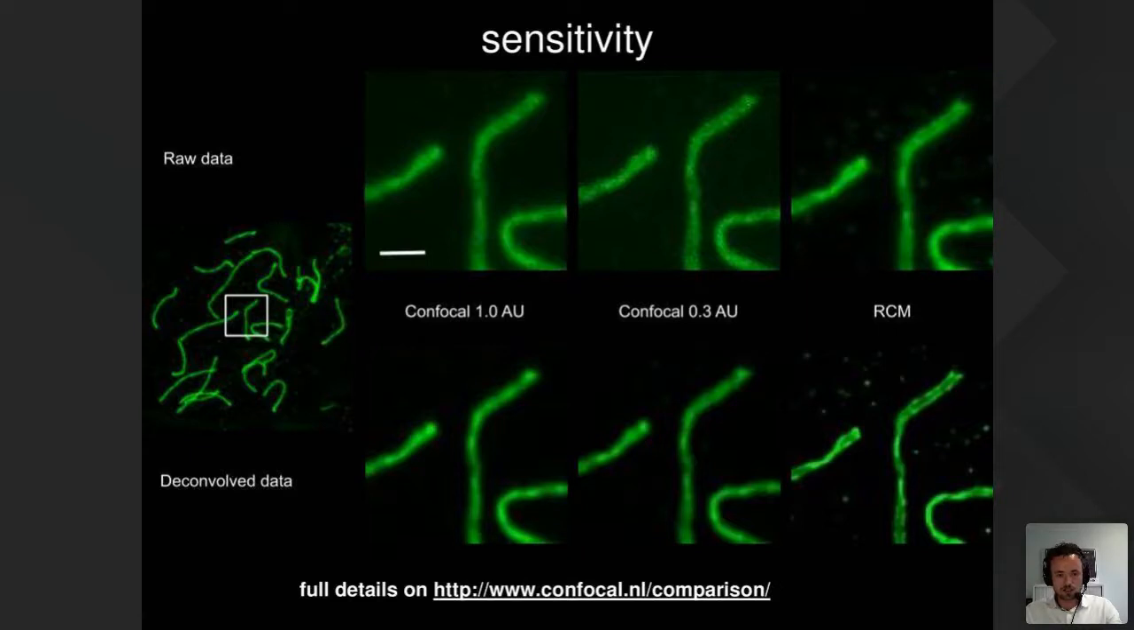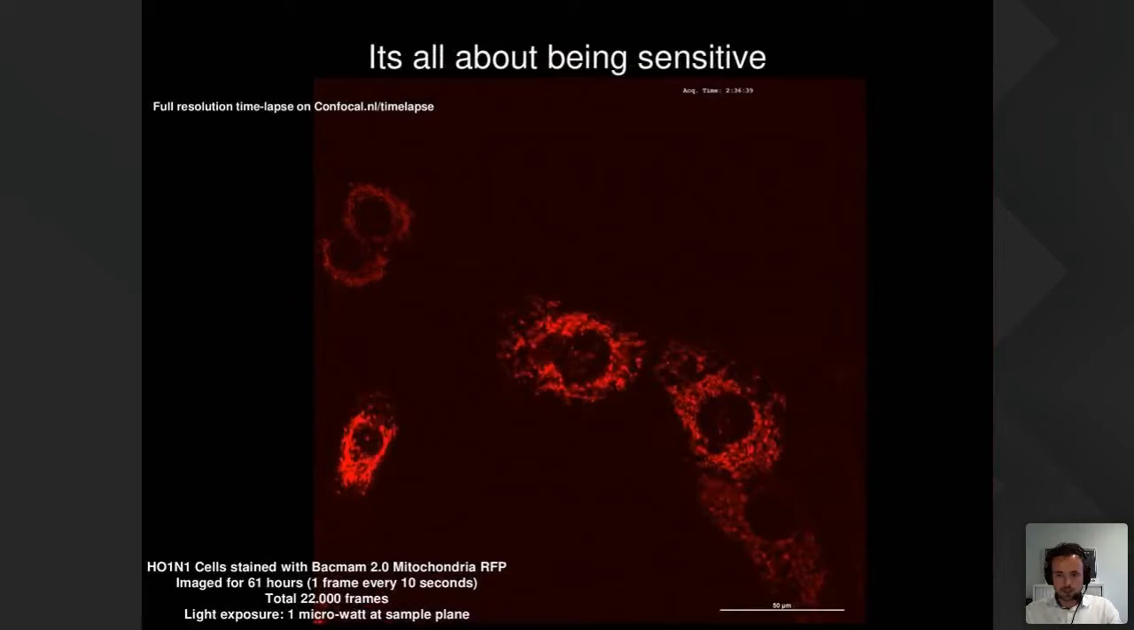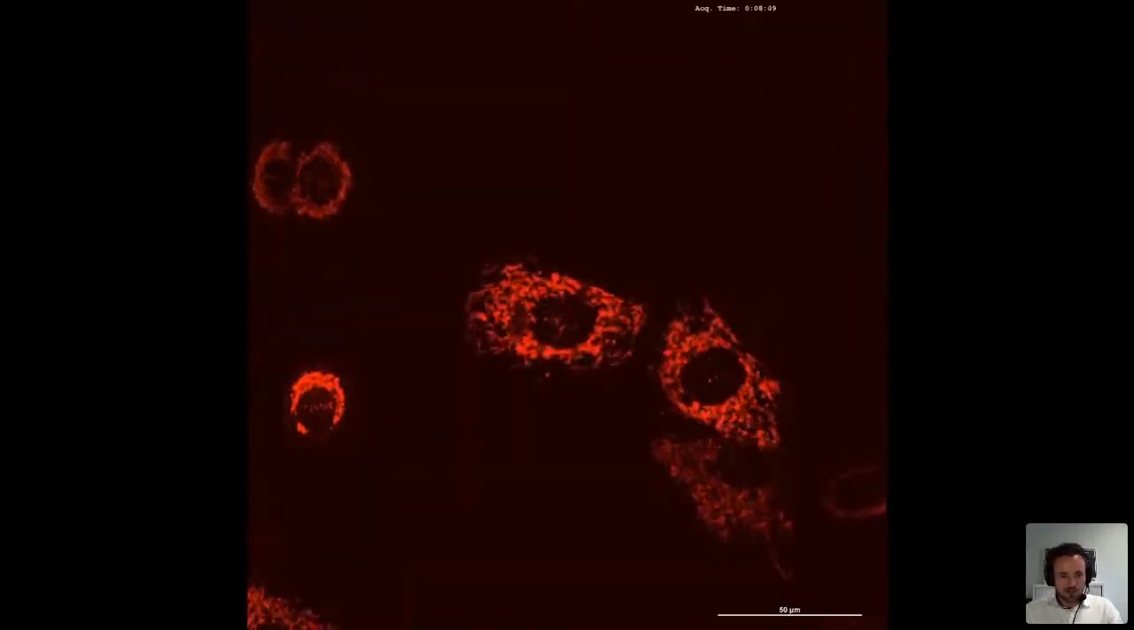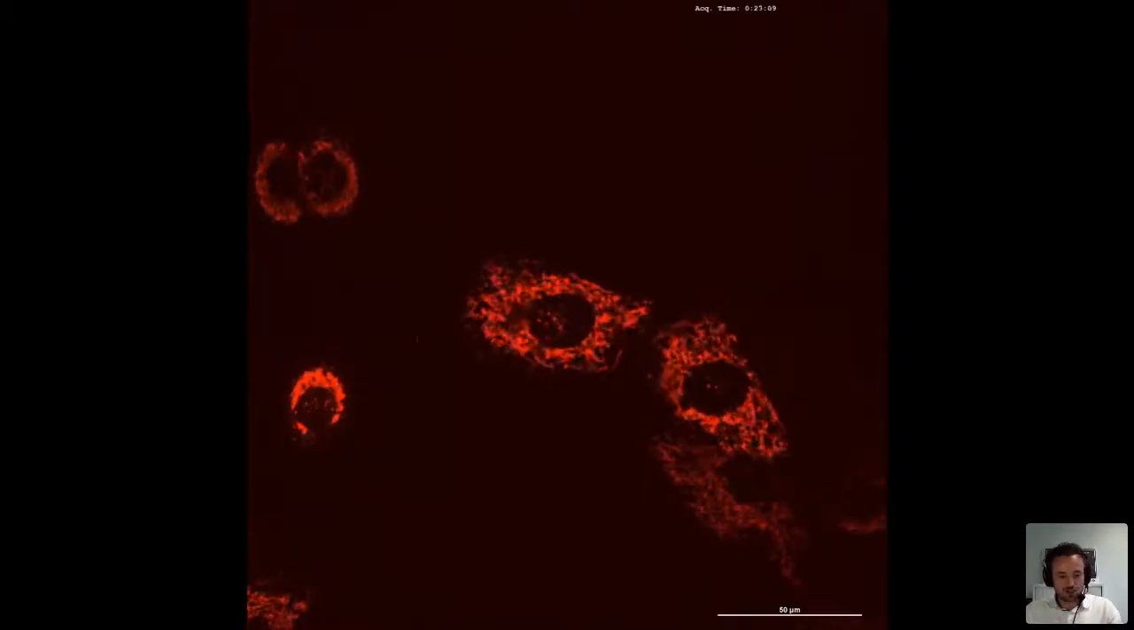If you look closely, you can see that the 0.3 Airy unit image is much more noisy than the RCM image. And if you then deconvolve the data sets, you can see that the resolution is clearly not the same, since we have a higher signal-to-noise ratio in the RCM, the deconvolution does a much better job. Therefore, you really see the resolution. So sensitivity is very important. That's why we can image live cells also for a very long time.